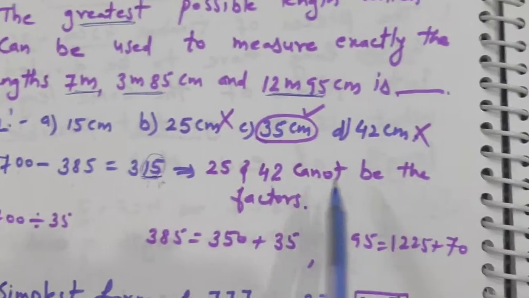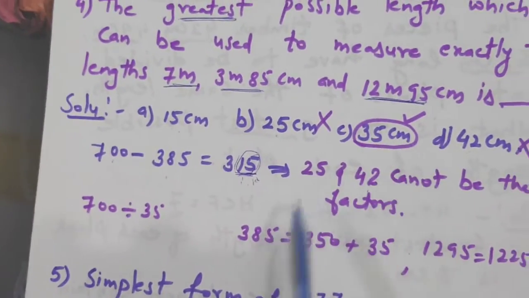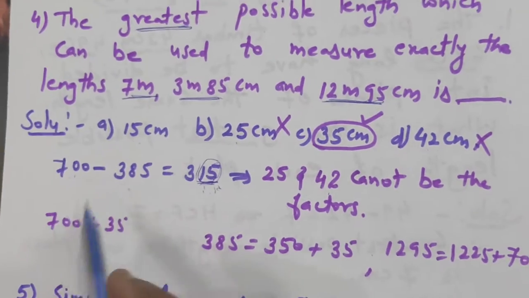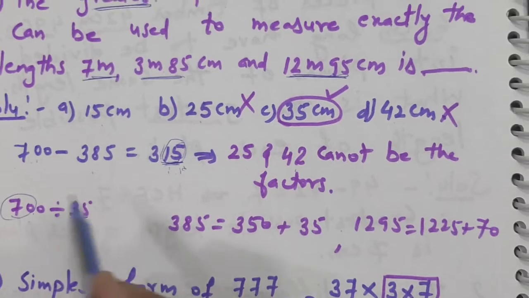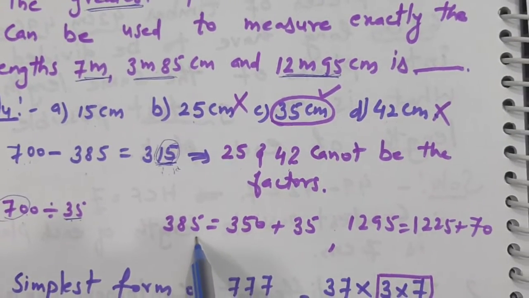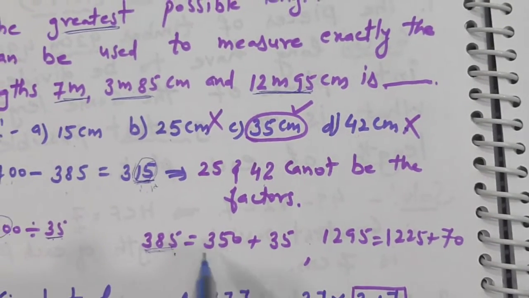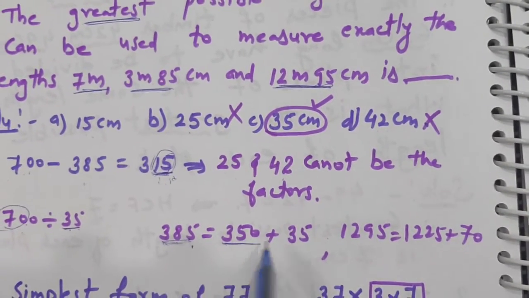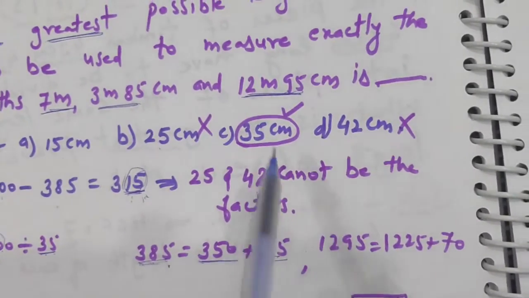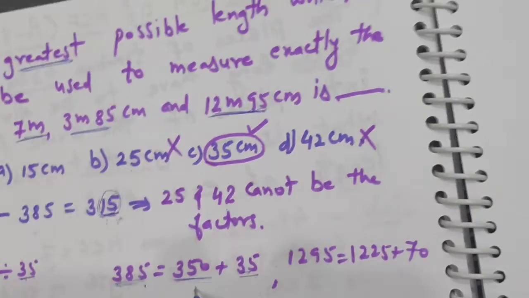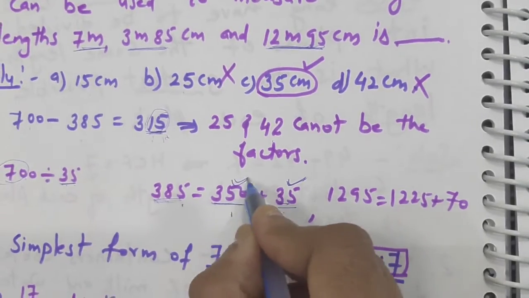Now we are left with two options, that is 35 and 15. I'll check with 35 first of all. First number is 700. Yes, it gets cancelled with 35. 35 into 2 is 70 and 0 of course afterwards. 385 also, because I can just divide it into two numbers. 385 is 350 plus 35, and 350 means what? 35 multiplied by 10, right? And 35. So both the numbers are divisible by 35.